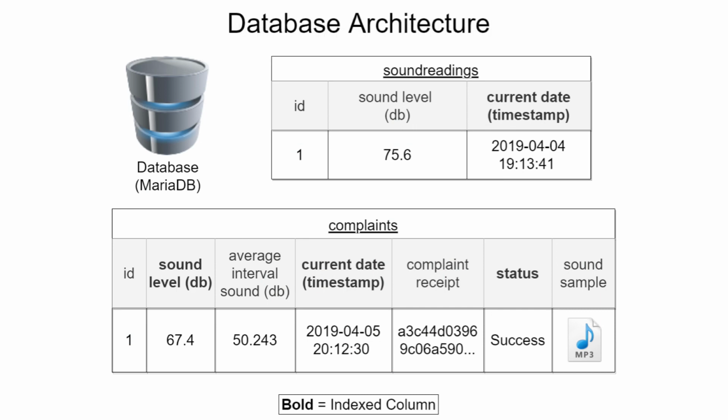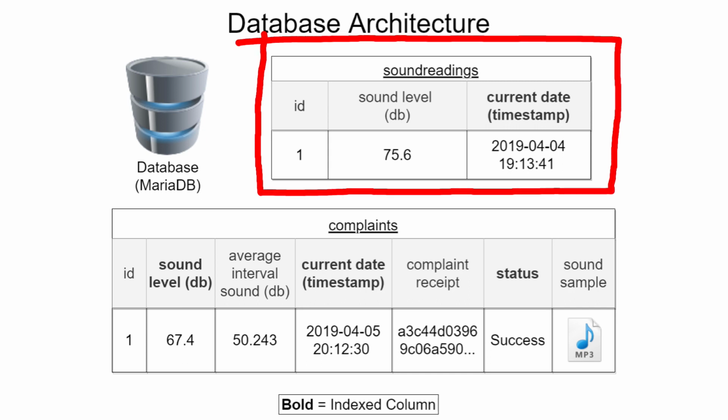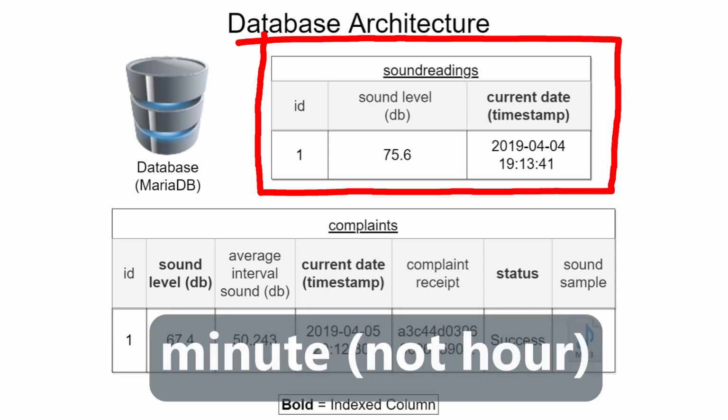As you can see here, the database architecture is actually pretty simplistic. First, we have a table with sound readings in it. Each sound reading has an ID, a sound level, and a current date timestamp. Sound readings are taken in half-second intervals. So basically, for an hour, we will have 120 sound readings.